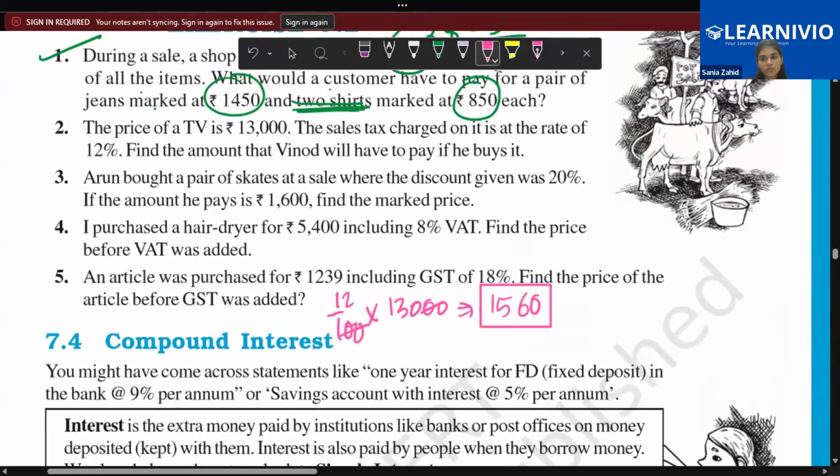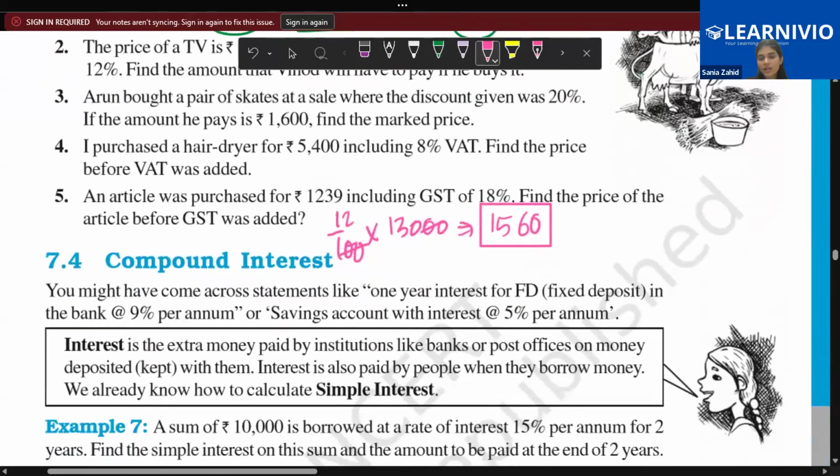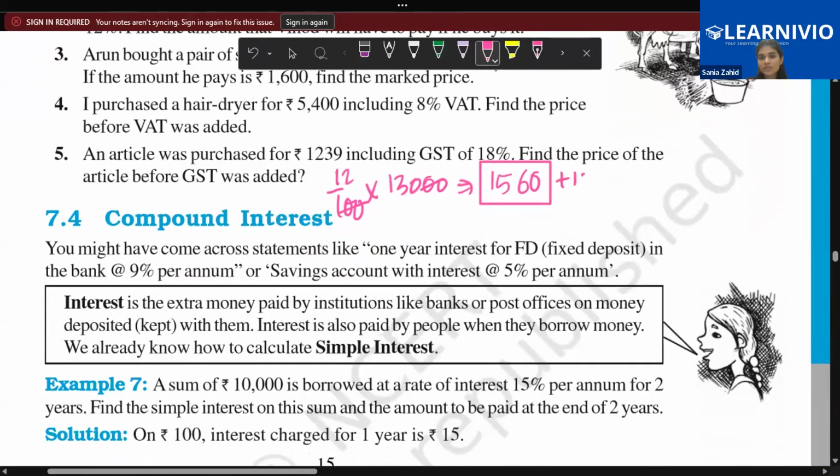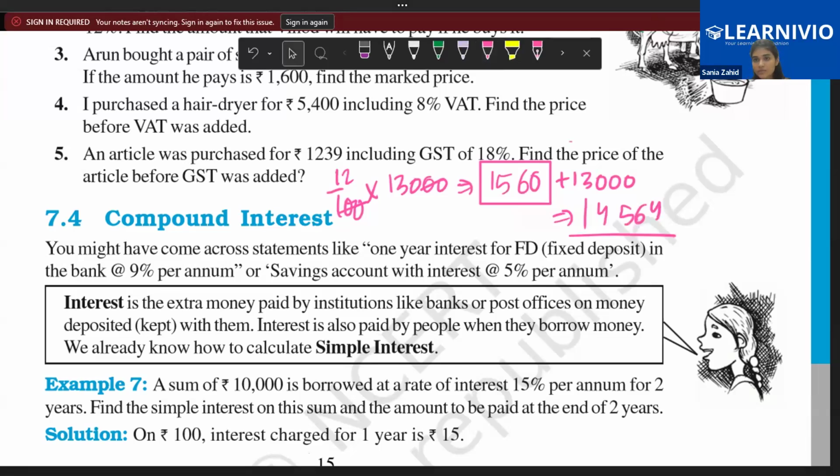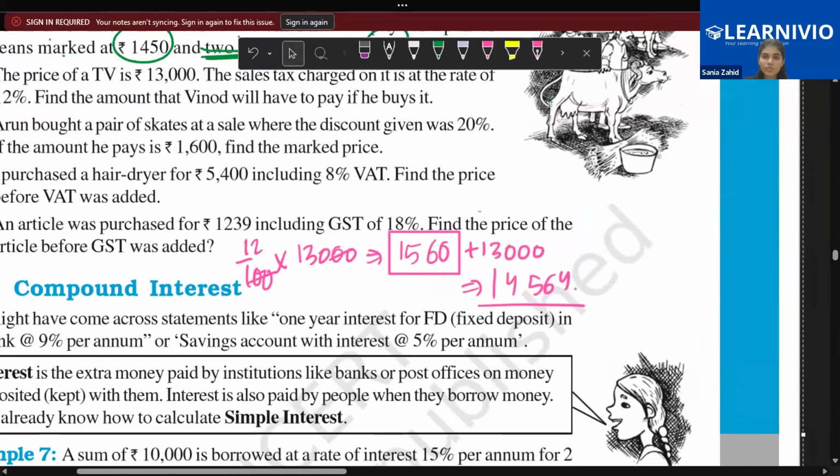So now children, just add 1560 plus 13,000. So you will get 14,560. What are you saying, Kumar? Ma'am, I got 14,560. Just a second, children. I think I got 14560. Yeah, 14560 only.